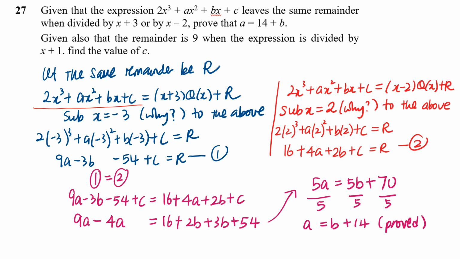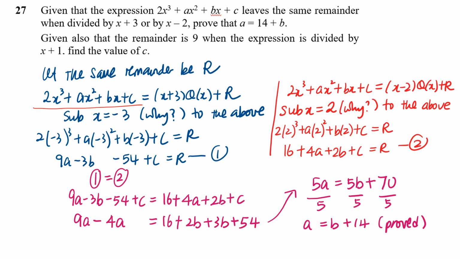Oh my goodness. So after finding the values, you need to generate another equation, right, to solve simultaneously with, is it to solve simultaneously? Don't know. Okay, let's do part C too. Let's do the last part together. Given also the remainder is 9 when the expression is divided by x plus 1. So how do we form it? Same thing, you use the remainder theorem.